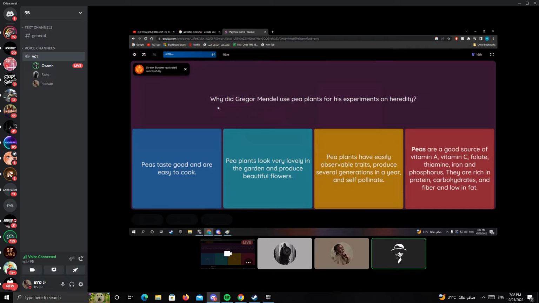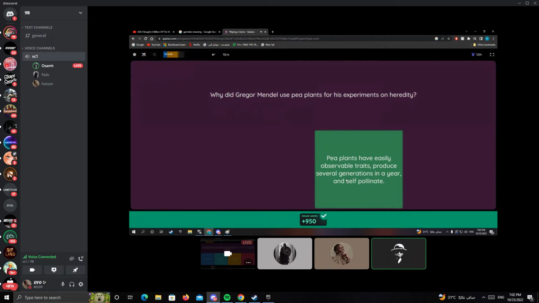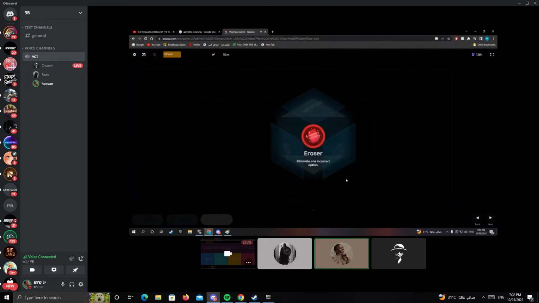Actually, no, I'll do this. Why did Gregor Mendel use pea plants for his experiments on heredity? It's definitely the first one. Pea plants look very lovely in the garden and produce beautiful flowers. Pea plants have easily observable traits. Seems like this one. No, I think honestly they're easy to cook. That's why.